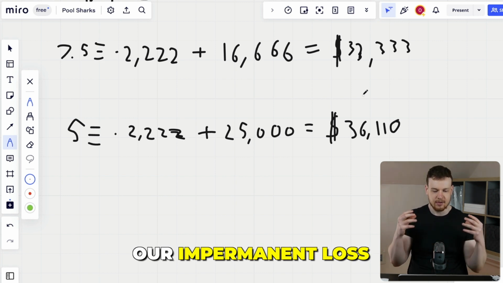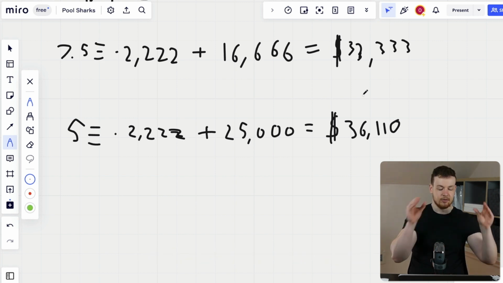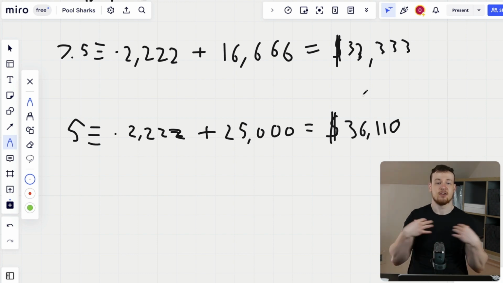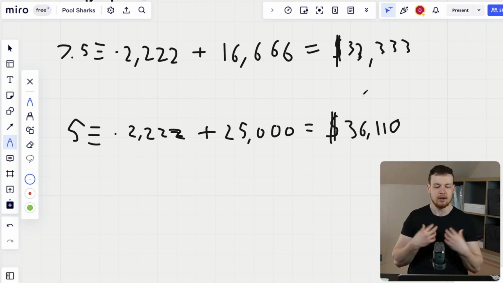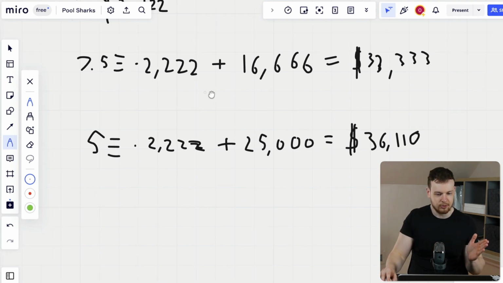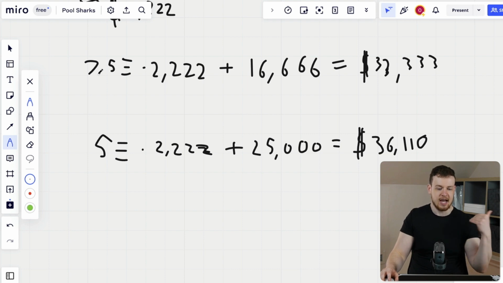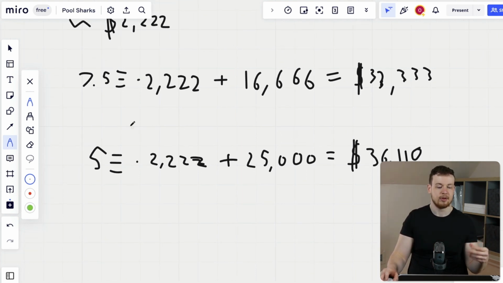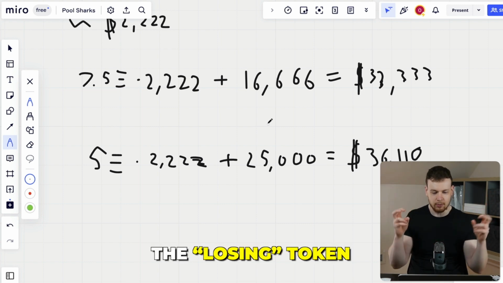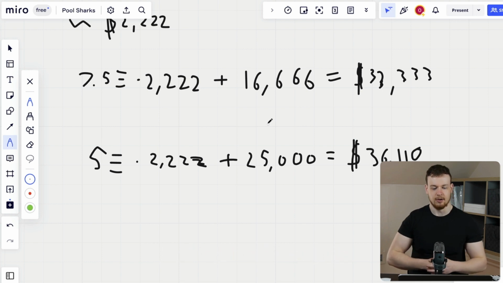It is the loss that we experienced because we deposited into the pool, and as swappers or arbitrageurs swapped in the pool, we as the liquidity providers ended up with more of the token that decreased in value, right? You can see in this example we ended up with 7.5 ETH versus having less ETH and more DAI was more profitable. So when people swap their ETH to DAI, we end up with ETH, and ETH is sort of the losing token in this scenario because it is trading down.